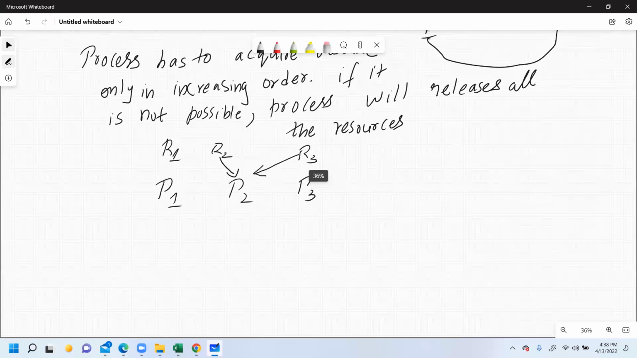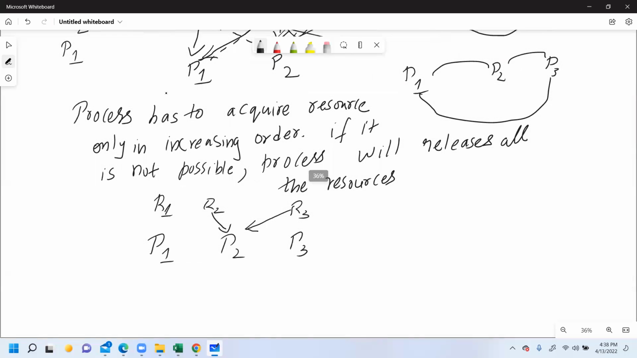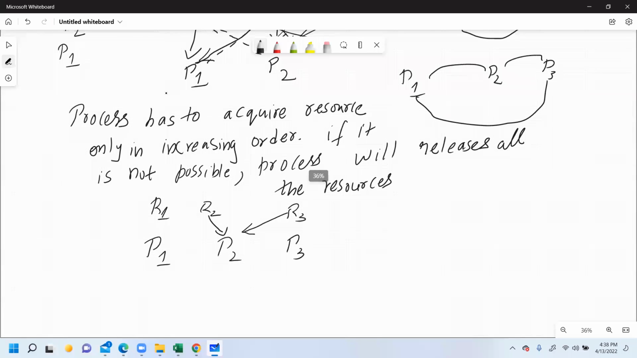Are you able to follow it? A process has to acquire resources only in the increasing order. If it is not possible to acquire a resource in the increasing order, then the process will voluntarily relinquish all the resources that it holds. It's not just that resource, it leaves all the resources so that other processes can complete. So this is the circular wait condition. By relaxing the circular wait condition through ordering the resources, we can prevent the deadlock from happening. Is that clear?